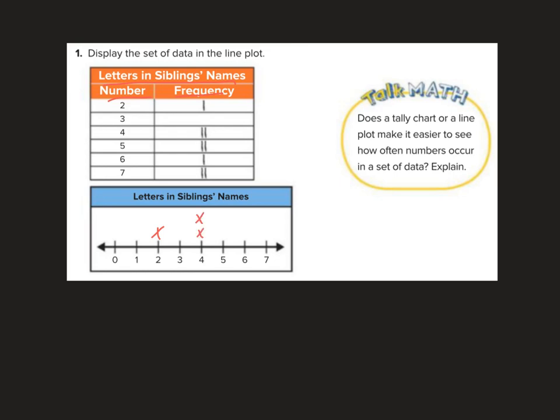Notice same size, same location. I'm trying to really line them up nicely. 5 should have 2. 6 should have 1. And 7 should have 2.